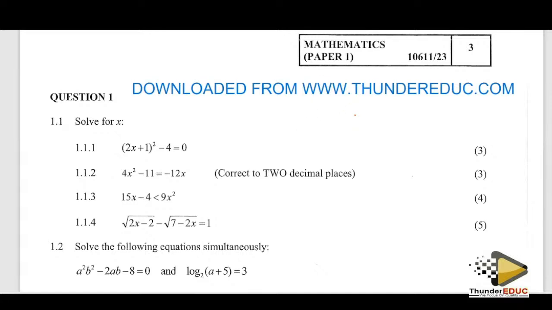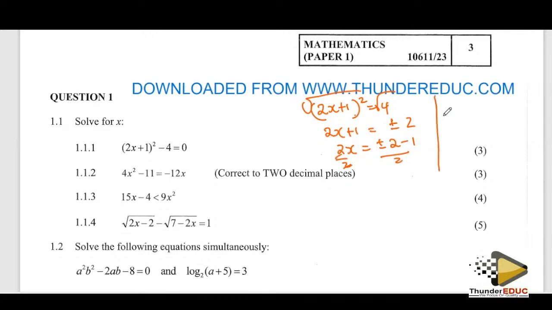So my quick way of doing this would have been moving the 4 to the right. That I have (2x + 1)² = 4. Then I find square roots. The square root will kill the 2. Then I have plus or minus 2. I remove the 1 to the right, so 2x = ±2 − 1. Then divide through by 2.